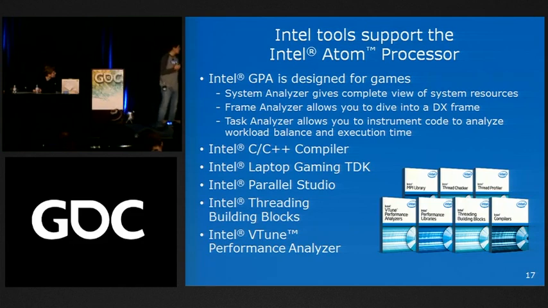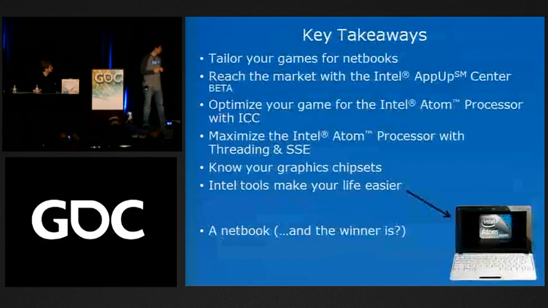So like we said, the Intel C++ compiler is great. It supports Atom. It does a lot of the hard work that otherwise we'd have to do by hand, and it does it really well. All you have to do is build with this compiler, and it does it. So it really offloads a lot of the work that you'd have to do for minor optimizations. And for the Laptop Gaming TDK, if you want more information, go to the website that was listed on the slide, or just talk to me after the presentation.